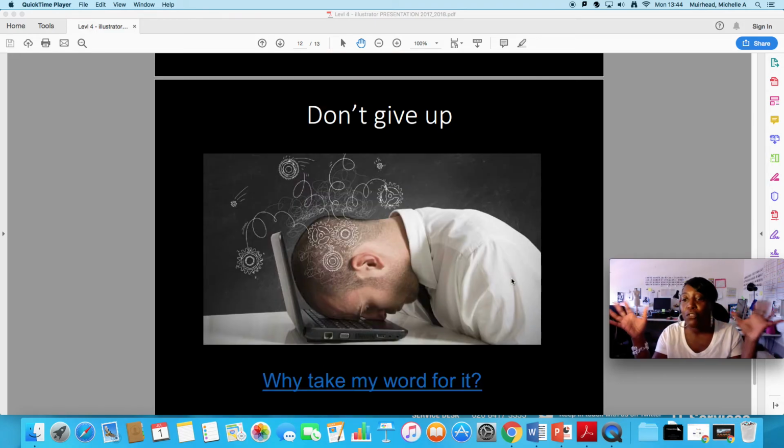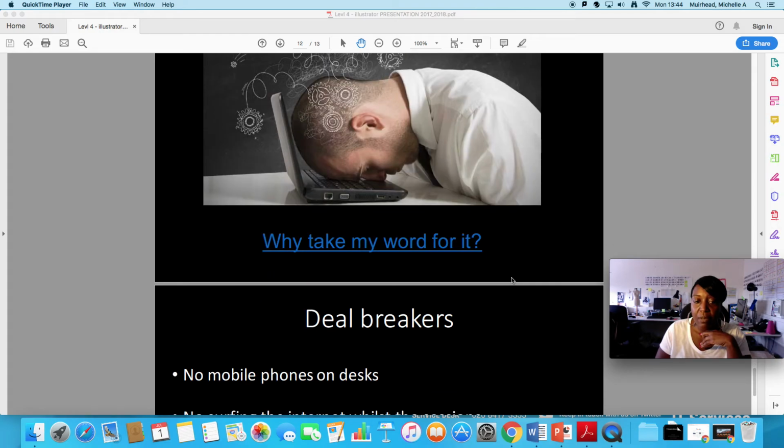Sometimes you're going to feel like you want to throw the computer out of the window, but don't give up. Over time, things will get better, and the tutors that will be on level 5 as well will also help you to get the hang of it. Everybody takes up Illustrator at different points. We work at different stages. We learn at different paces as well, but don't give up. You will definitely get the hang of it.